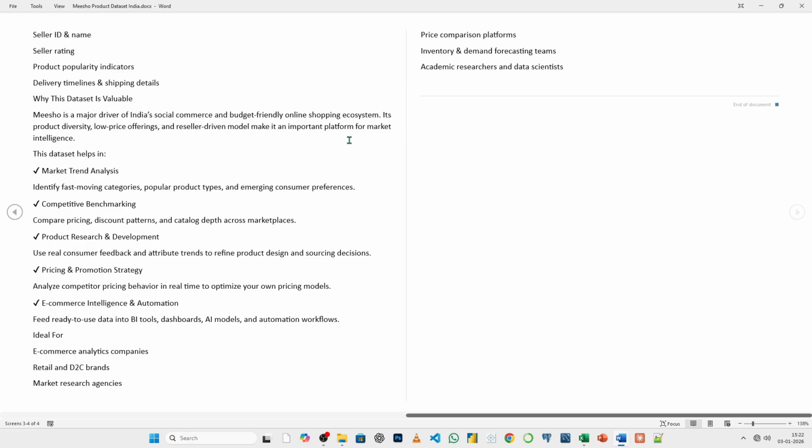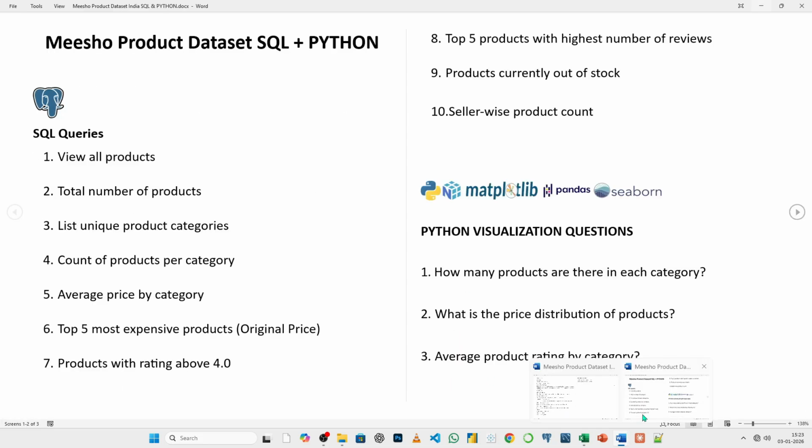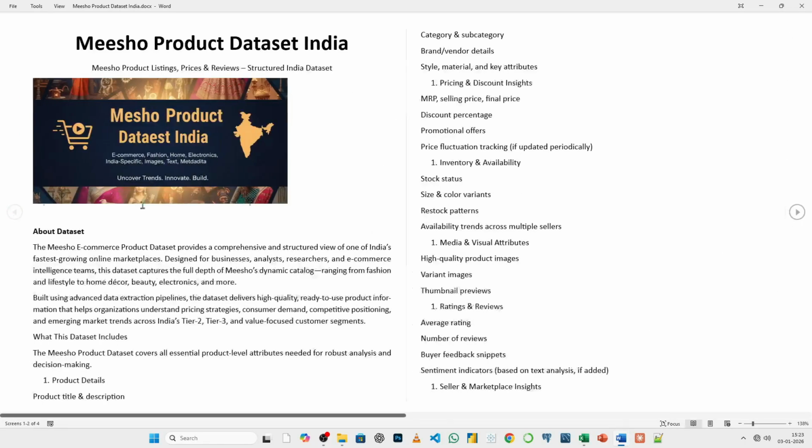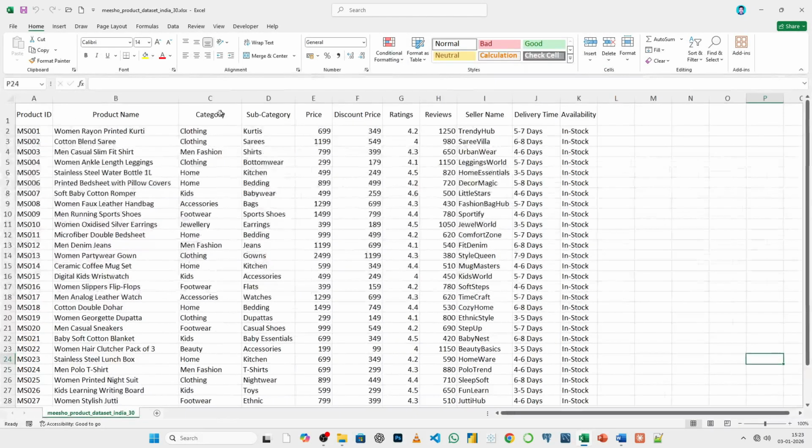In this video, I am going to analyze a real-world Meesho brand dataset like a professional data analyst. Meesho is one of India's fastest growing e-commerce platforms, and in this video, I will show you how a data analyst can use a sales dataset to extract meaningful business insights. In this video, we'll work on my first end-to-end data analytics project, the Meesho brand sales analysis project.